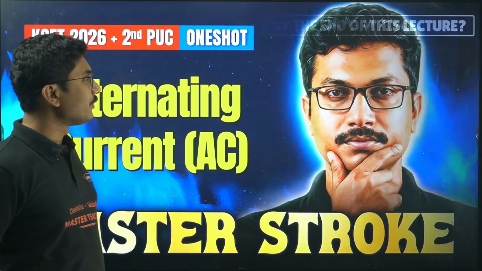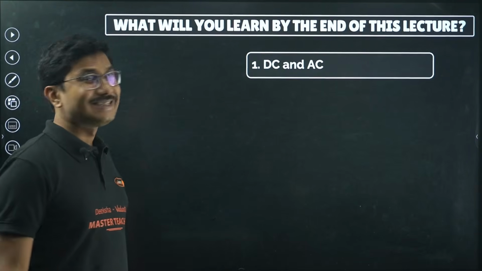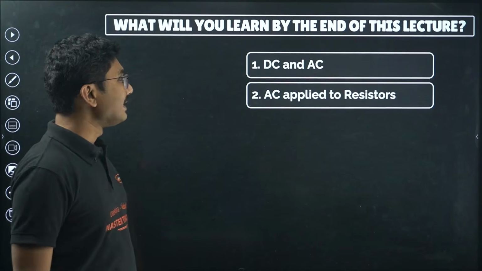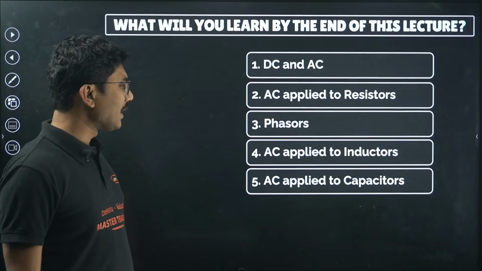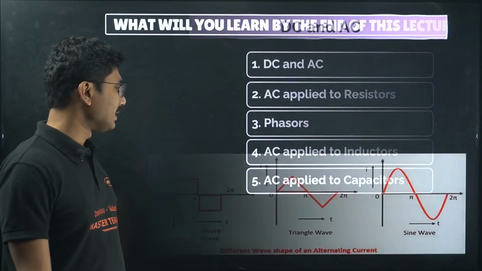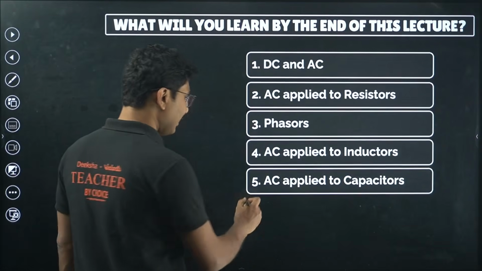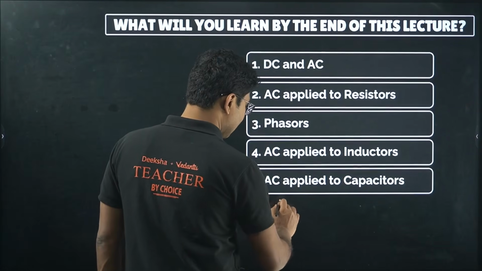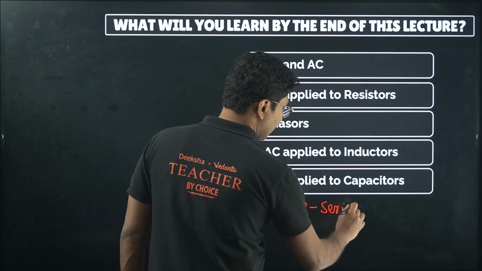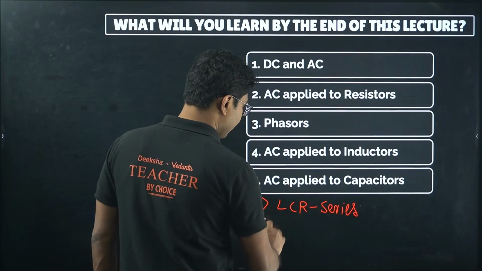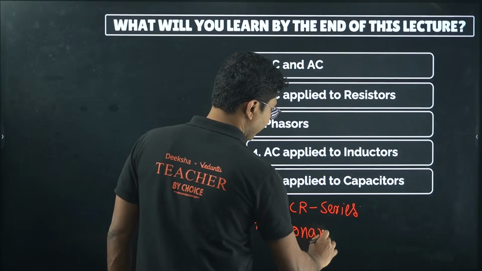So let's start with all the topics that we are going to discuss today. DC and AC basic difference, AC applied to resistors, phasors, AC applied to inductors, AC applied to capacitors, and obviously the LCR series circuit, and the resonance. So these are the things that we are going to discuss today.